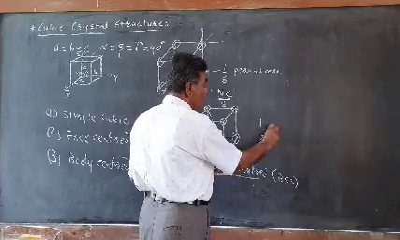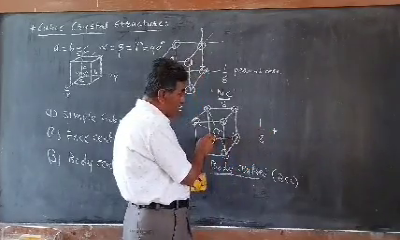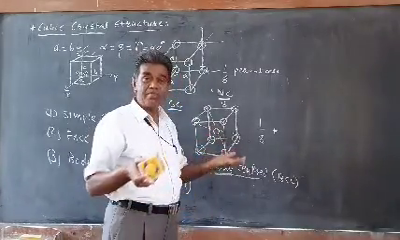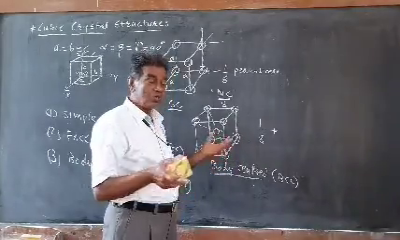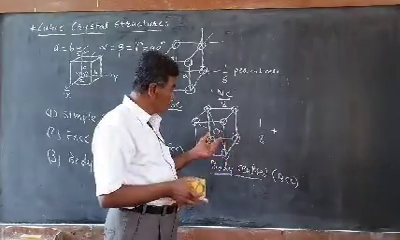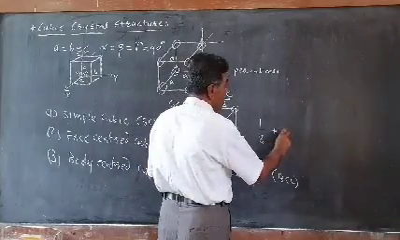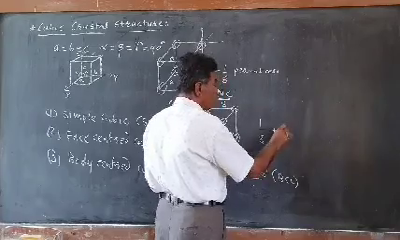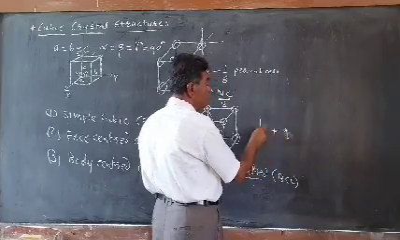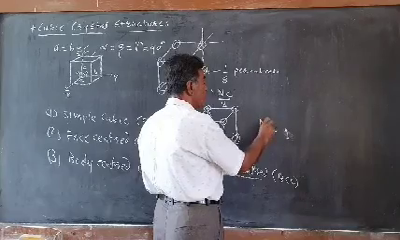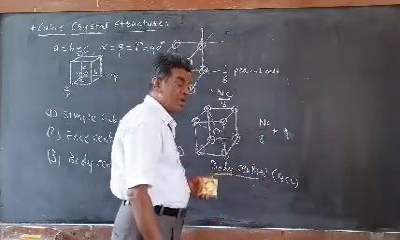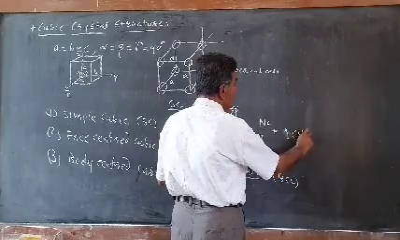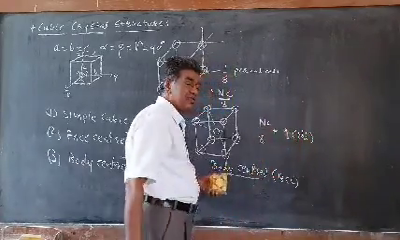In addition to the corner atoms, there is an extra atom located at the interior of the unit cell, and the contribution of this interior atom is complete, the whole contribution. There is no sharing of this atom, so you are getting 1. There are 8 corner atoms, so you get Nc by 8 plus Ni, where Ni is the number of interior atoms, that is 1 in this case.